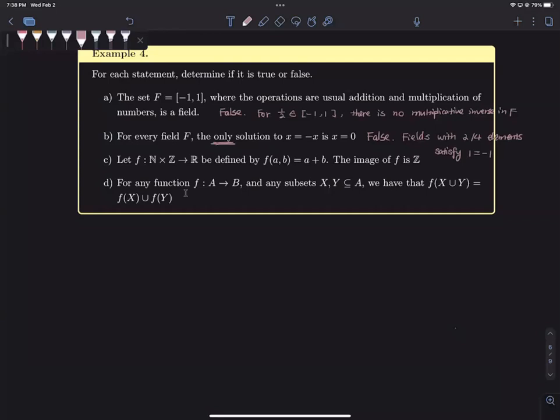Part C: let f from the natural numbers Cartesian product the integers to R be defined by f of (a, b) equals a plus b. The image of f is all of the integers. True or false?